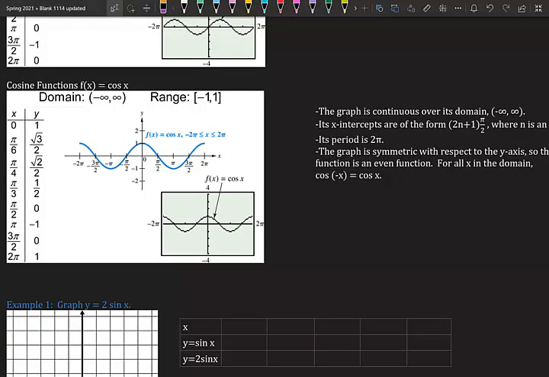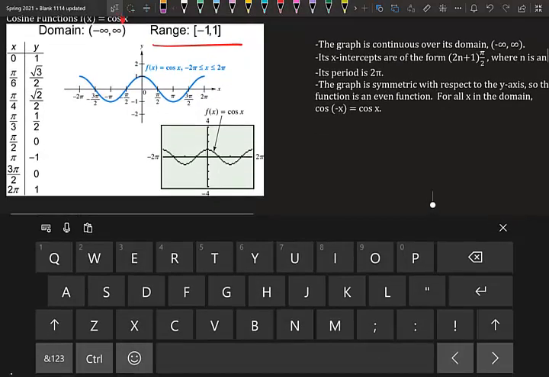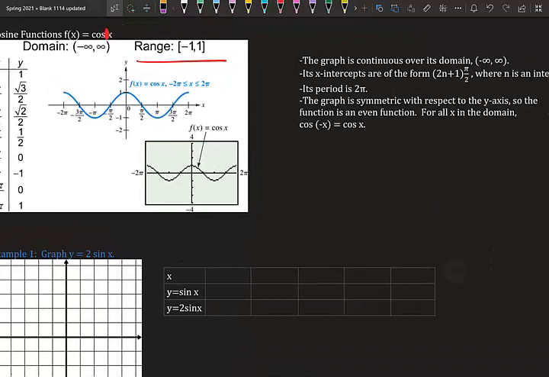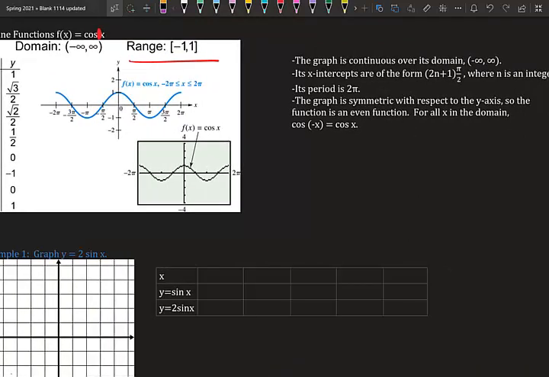The graph is symmetric with respect to the origin, so the function is odd. Alright, cosine. The domain is all real numbers. Your range is still negative 1 to 1, when there's nothing in front. The graph is continuous. The x-intercepts are of the form (2n plus 1) times pi over 2, where n is an integer. Its period is 2 pi. The graph is symmetric with respect to the y-axis, so it's an even function.